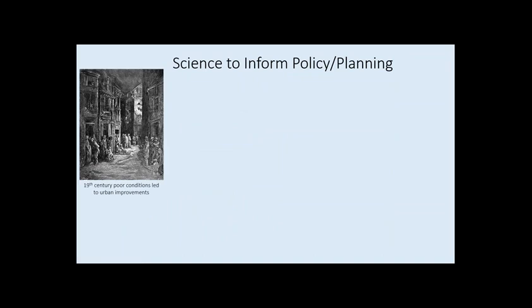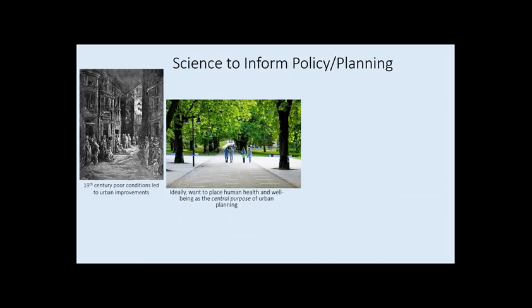Here we go. So in terms of science to inform policy and planning, in the 19th century, the conditions in urban environments were so bad that this finally led to more of our understanding and our targeting of the way we manage water and sewer issues in large cities. And I think we're at another turning point where we are starting to really understand the way the natural environment impacts and has positive benefits for human health and well-being.